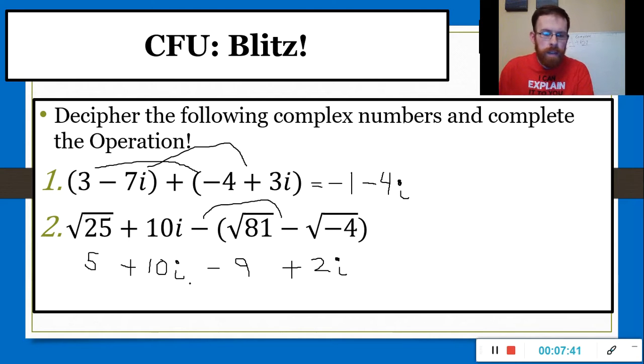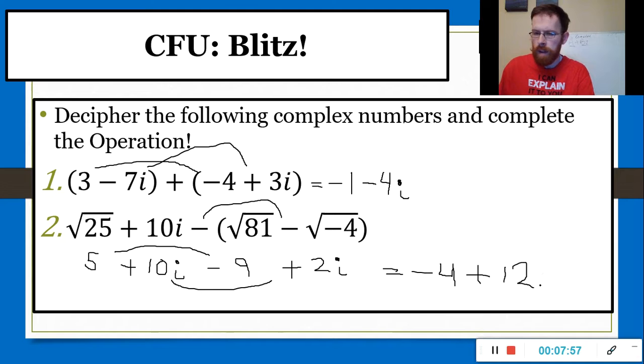Now, we take these individually. 5 minus 9 gives me a negative 4. I'm having a whole bunch of negative 4s. Interesting. Did not intend that. 10i plus 2i gives me a 12i. And is that what I had on my paper? Yep. Negative 4 plus 12i. Good job, ladies and gentlemen. Parents, if you're working as well.